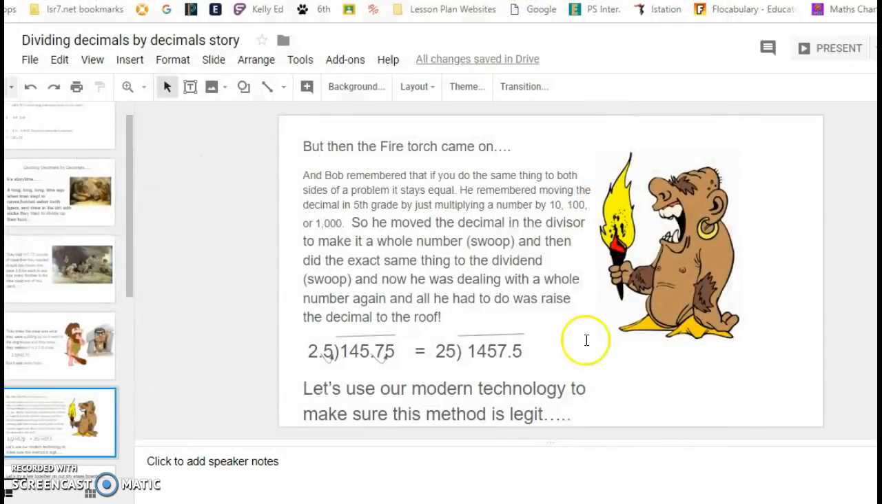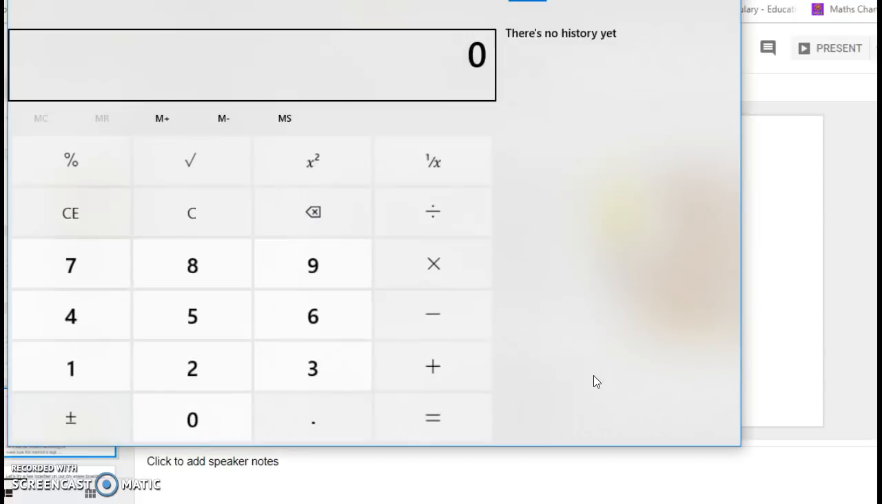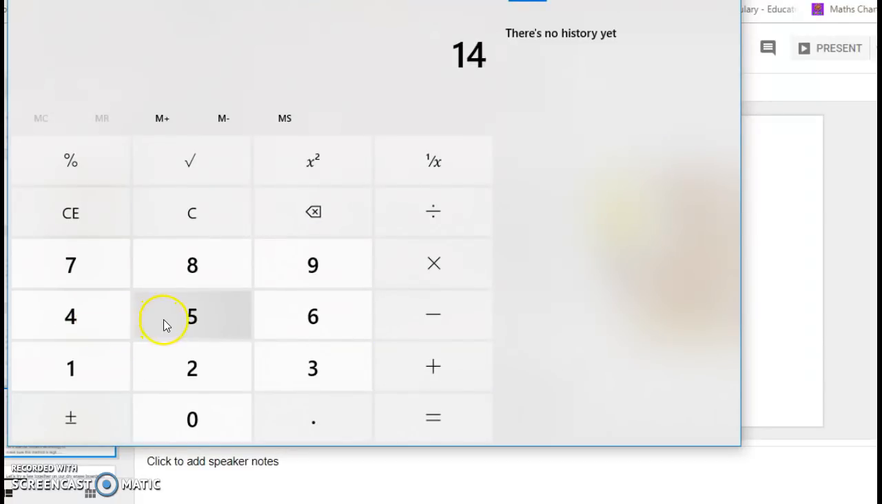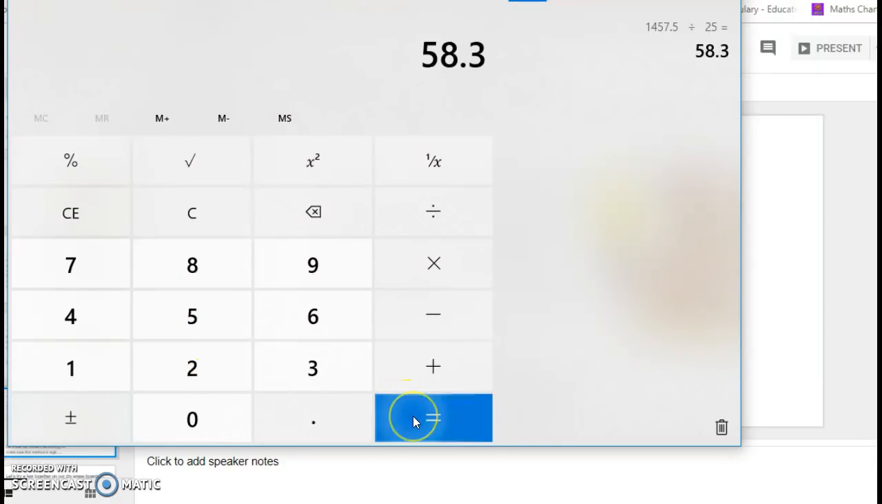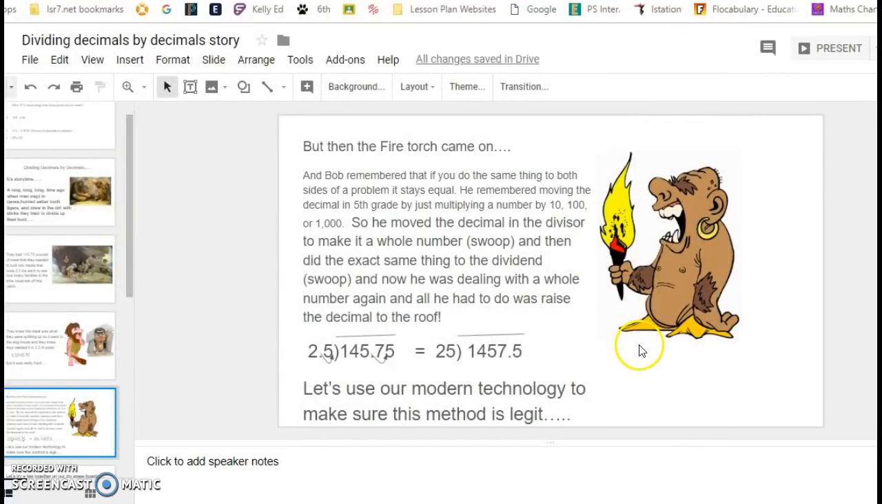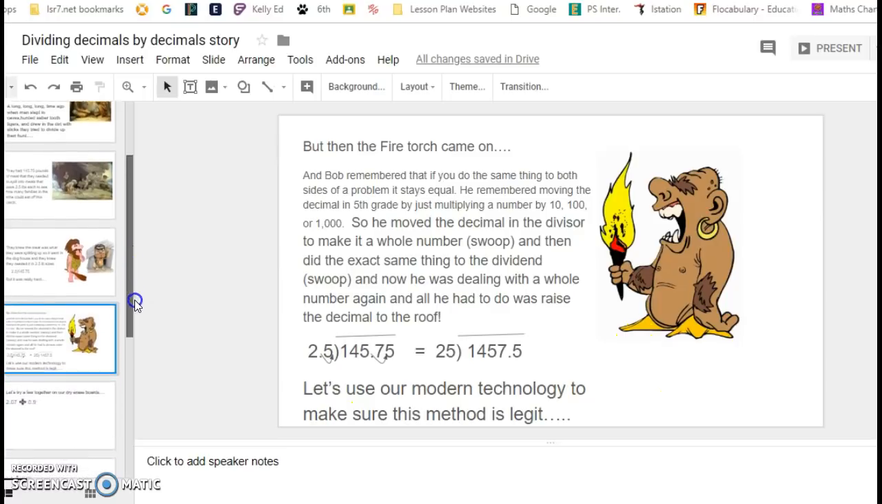But let's also try it Bob's way, sorry. 1,457.5 divided into groups of 25. So let's try that. 1,457.5 divided into groups of 25. Again, I get 58.3. So it appears that Bob's method does work. And this would be an algorithm that would be nice for us to use.